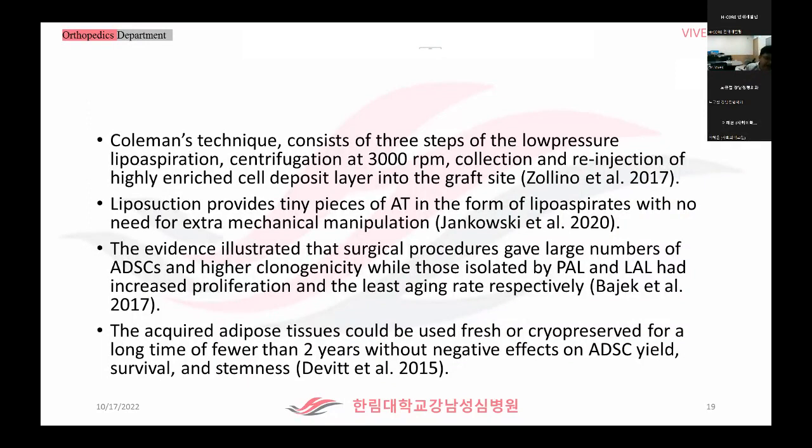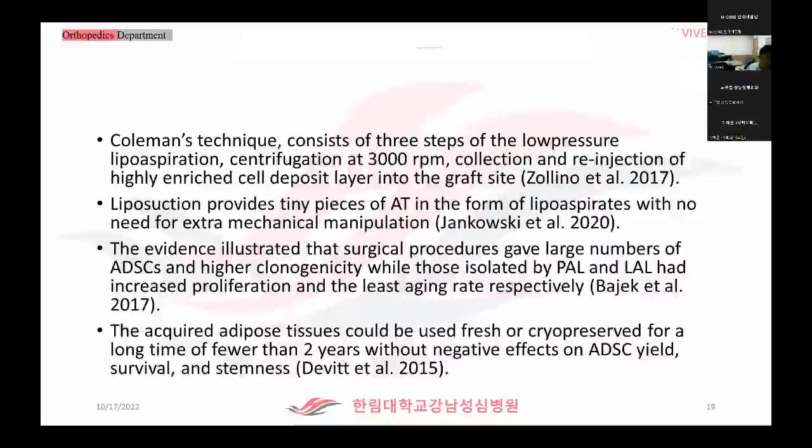Evidence illustrated that the surgical procedure gave a large number of adipose derived stem cells and higher collagenicity, compared with those isolated by pressurized liposuction or laser guided liposuction. So the surgical method is much better when trying to isolate adipose derived stem cells.